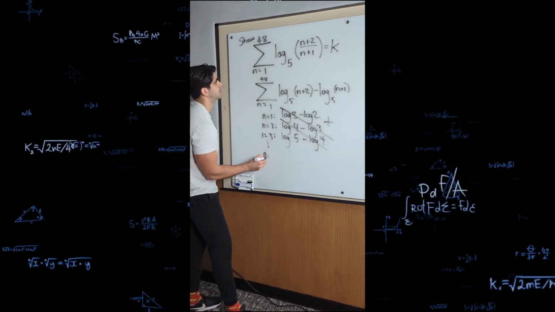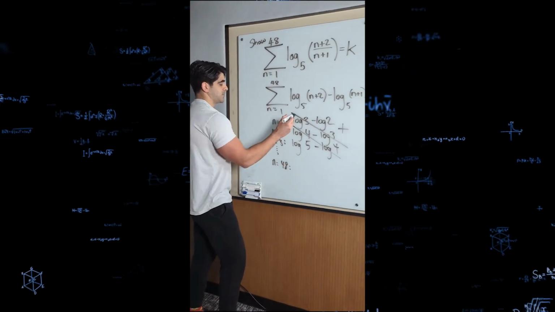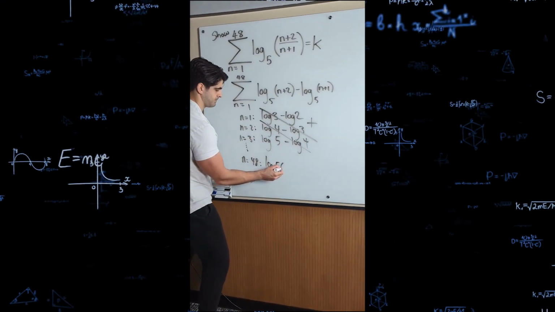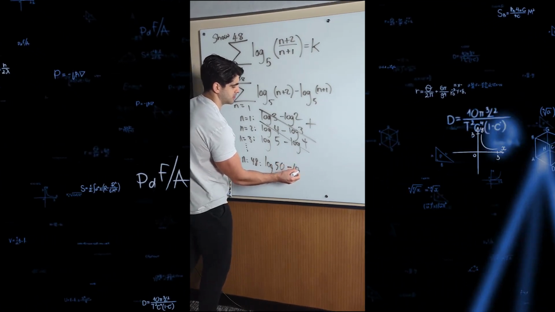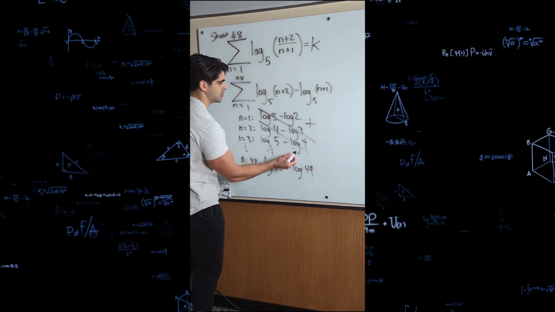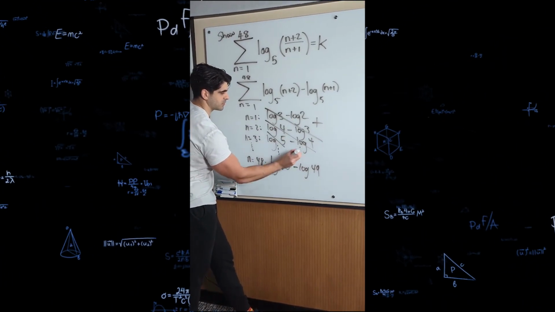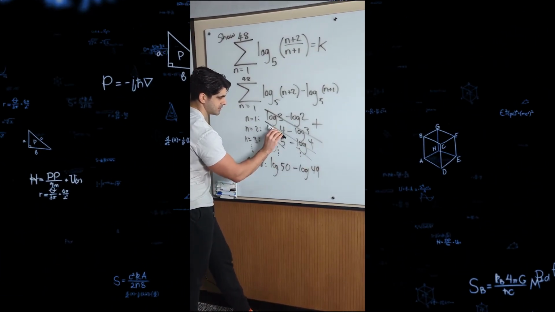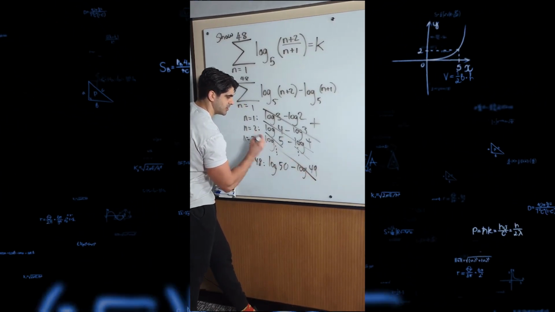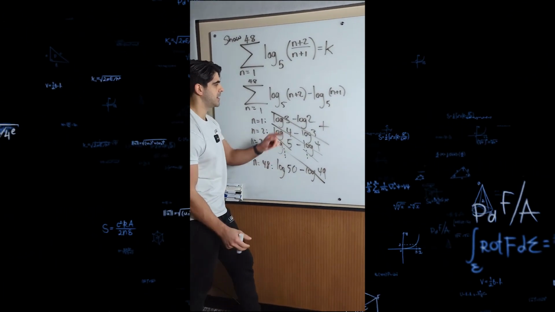N is 48. When n is 48, you get log 50 minus log 49. Now, which one of those would end up cancelling? Remember this diagonal? Log 5 would cancel with the log 5 in the next line. Boom, boom, boom, boom, boom. That log 49 is going to cancel with the log 49 in the line before. So we're left with log 50 and minus log 2.